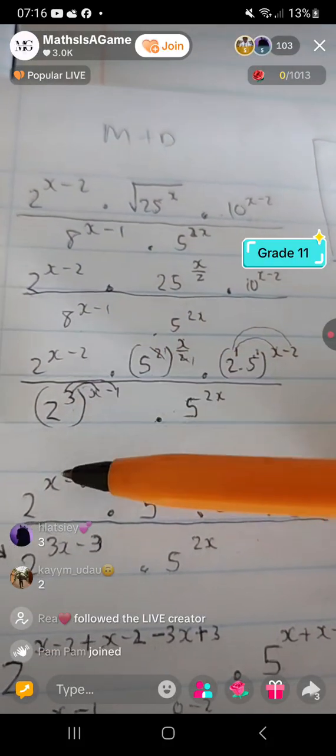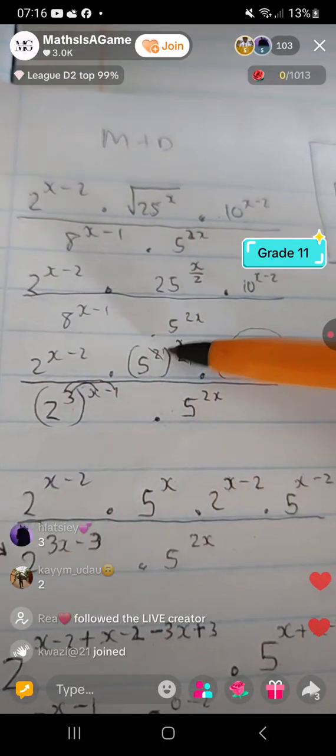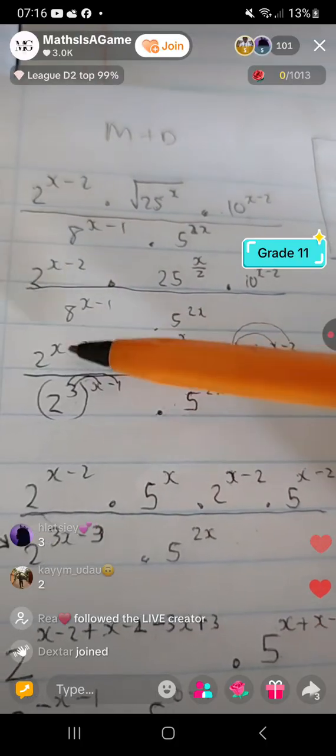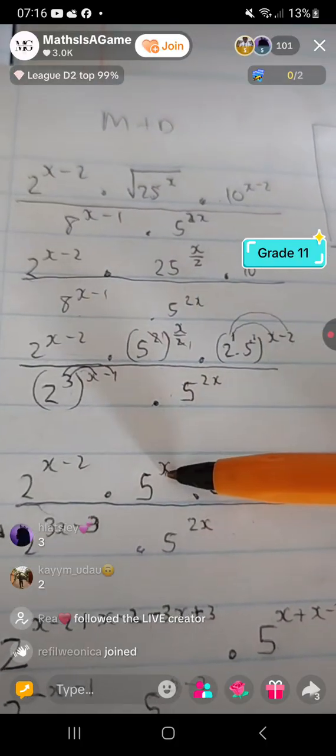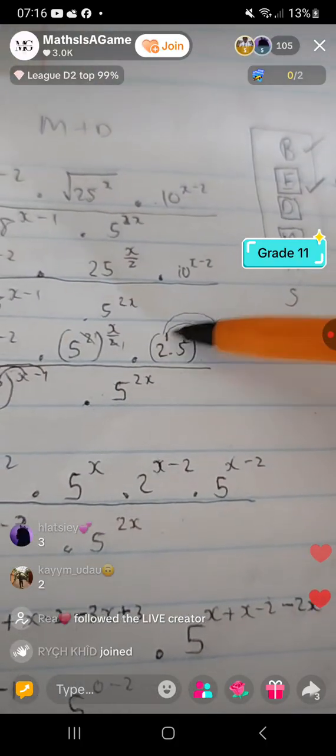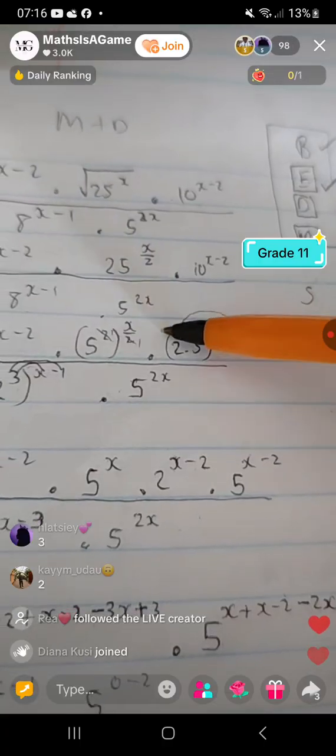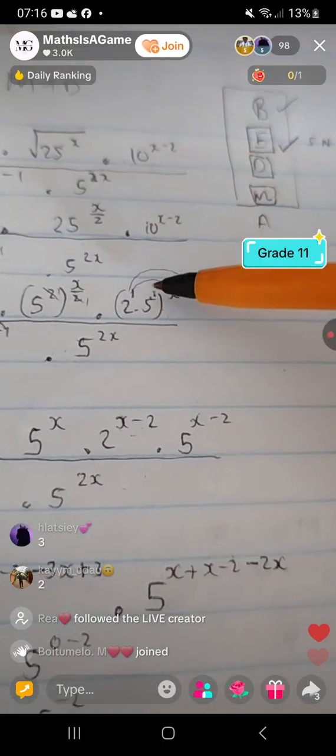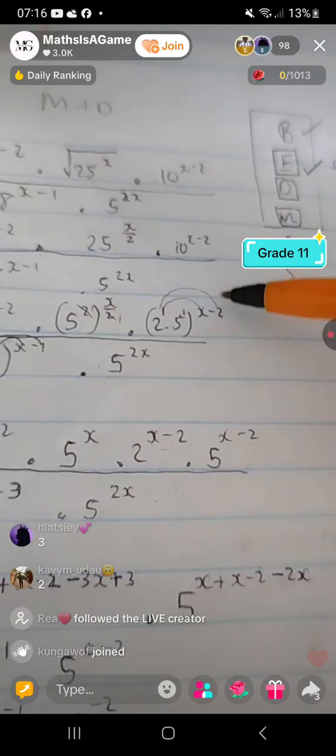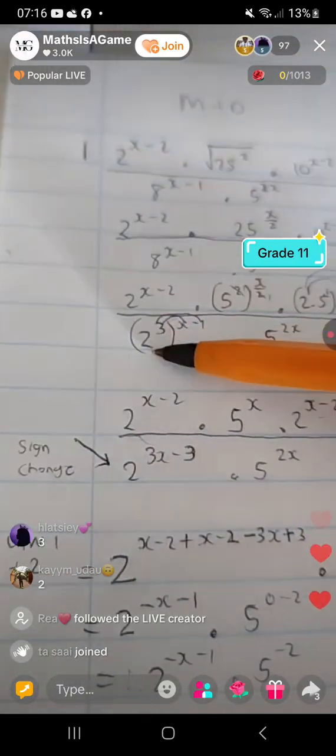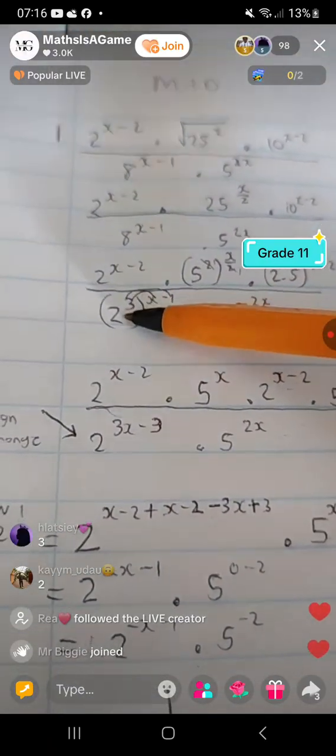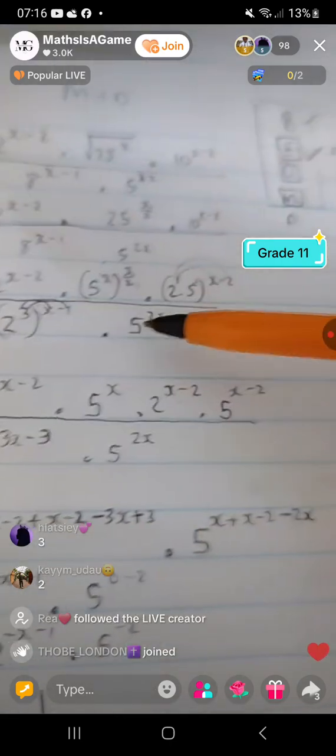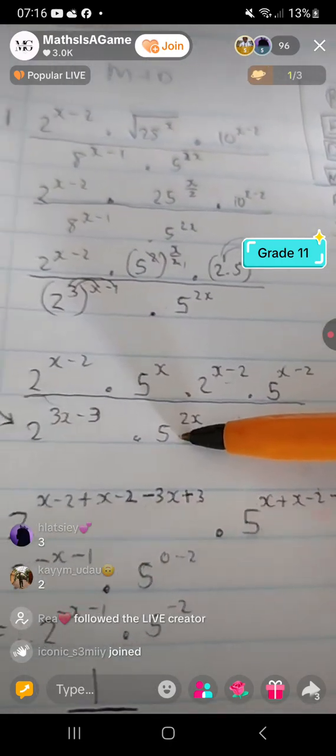Then we apply law number 3. We distribute, we multiply the exponents. You see, 2 times x over 2. 2 to the power 1, you multiply 1 times x, 1 times negative 2. 5 to the power 1, you multiply 1, x, 1 minus 2. 2 to the power 3, 3 times x, 3 times negative 1. 5 to the power 2x, you see.